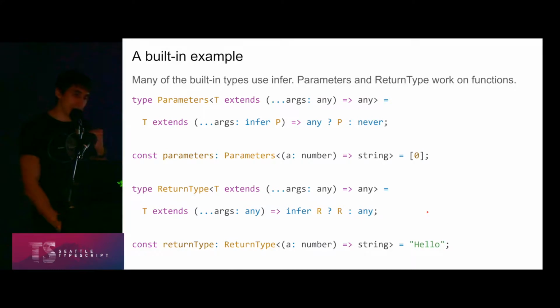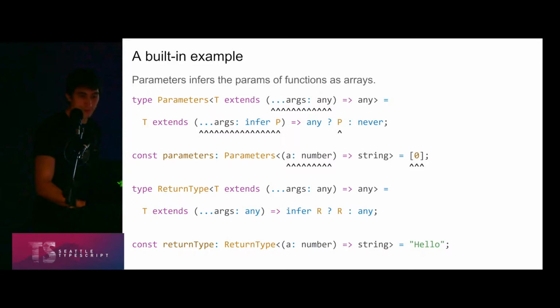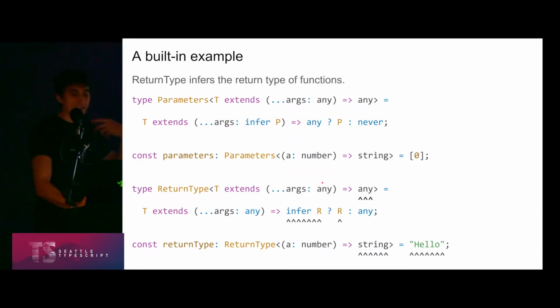There are many built-in types that use infer. Two of the most common ones are Parameters and ReturnType, and they let you extract information from functions. They're really useful. So Parameters lets you extract the parameters of a function. You'd say T extends some function with some parameters, and then you can infer the parameters and return them in the conditional type. And likewise, with ReturnType, you can say this function returns something. You can infer the thing that it returns, and you can use that as a result of your conditional type.